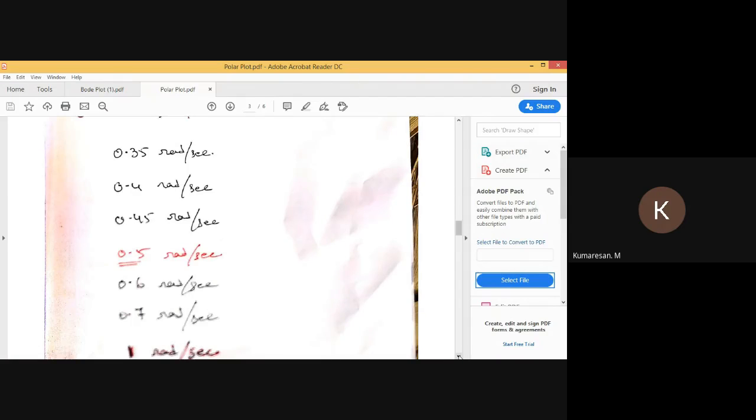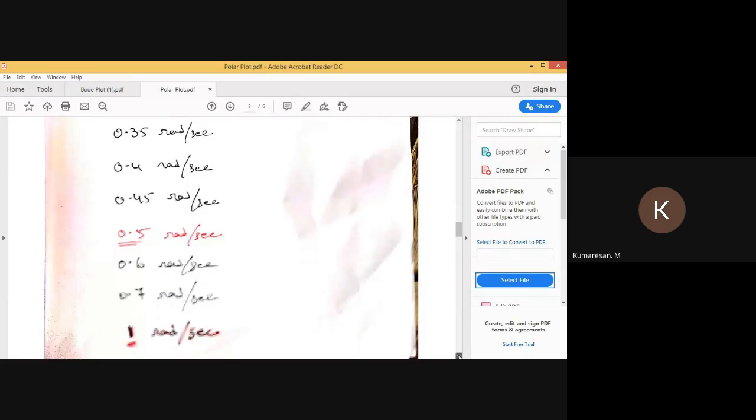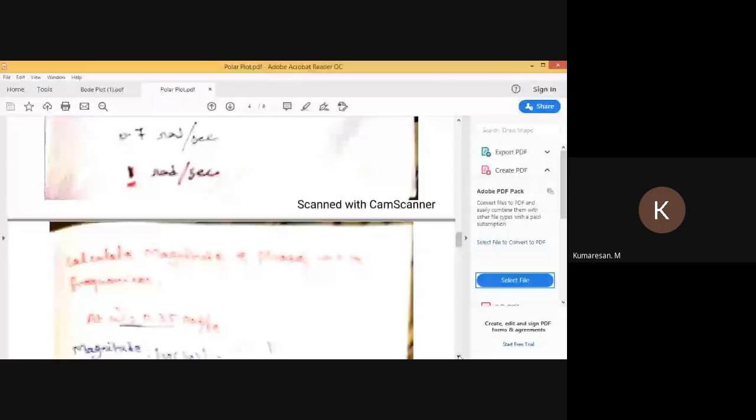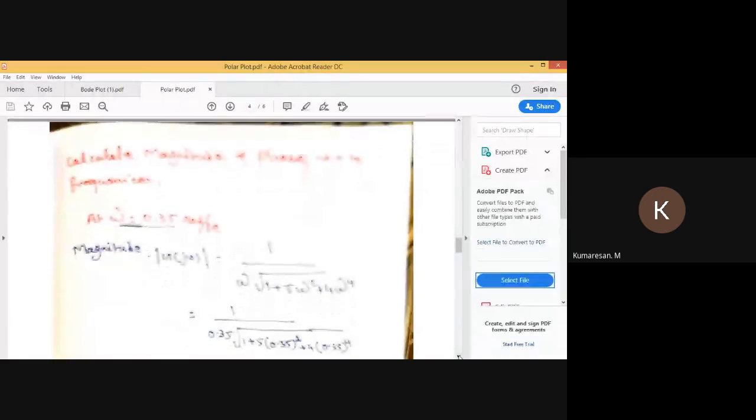Here we start from 0.35. If you want 0.2, take 0.2, 0.4, 0.6, or 0.5, 0.6, 0.8, 1, 1.2, etc. But the chosen frequencies must contain the frequencies which we get from the transfer function. These are the frequencies we found. From these frequencies, we are going to calculate the magnitude and phase angle with respect to the different frequencies we choose.